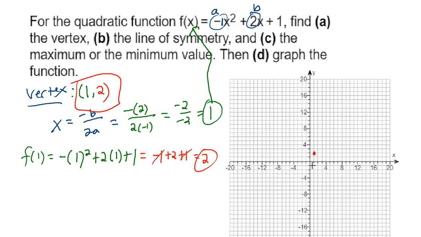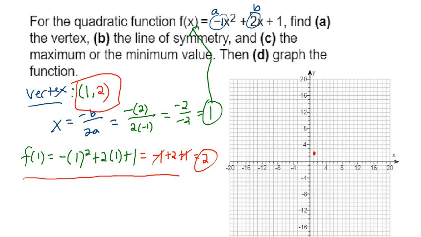When a is negative, it's going to open down. It's going to be an upside down parabola. So this actually will be a maximum. But that'll also be borne out once we plot some points. You'll see that the points are going to be below the vertex, so it's going to be an upside down parabola.